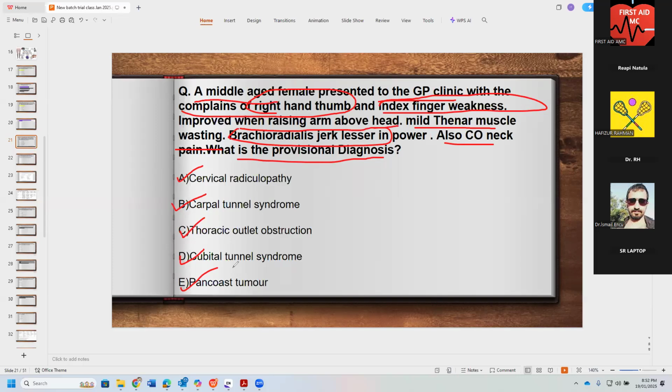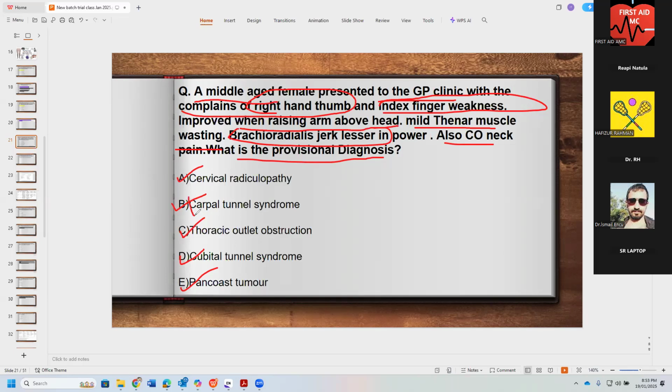Also, it will affect the sensations as well. So the thumb, index finger, middle finger, and the ring finger on the half will be affected or have some decreased sensation. Brachioradialis jerk or reflex will not be affected in carpal tunnel syndrome, because carpal tunnel syndrome is the pinching of the nerve at the level of the flexor retinaculum, right? So less likely to be the cause.